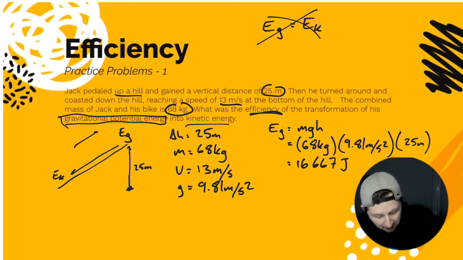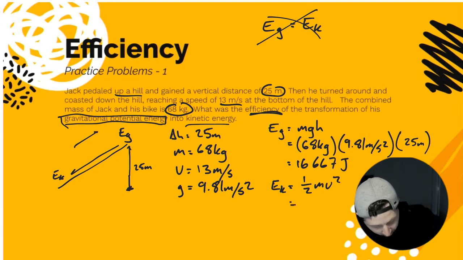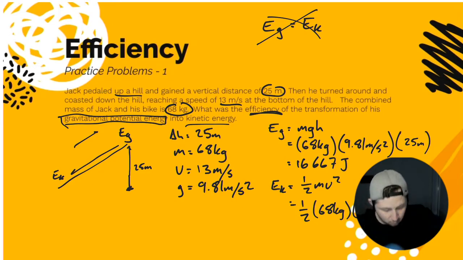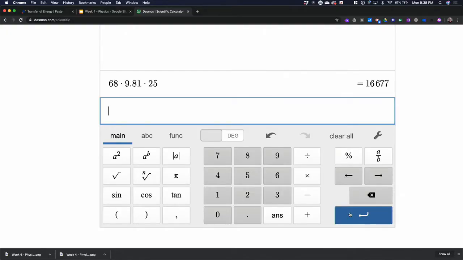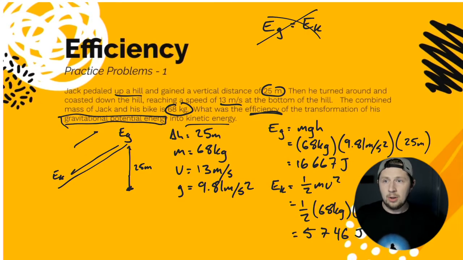We've calculated that. Now we want to calculate our kinetic energy at the bottom, which is 1/2 mv squared. So 1/2, we know his mass, which is 68 kilos. Our velocity at the bottom is 13 meters per second, and we're squaring that whole thing. So let's go back to our calculator here, and we're going to punch this in. So we're going to go 1/2 times 68 times 13 meters per second, and that gets squared, and that gives us a kinetic energy of 5,746 joules. So put in our answer there.